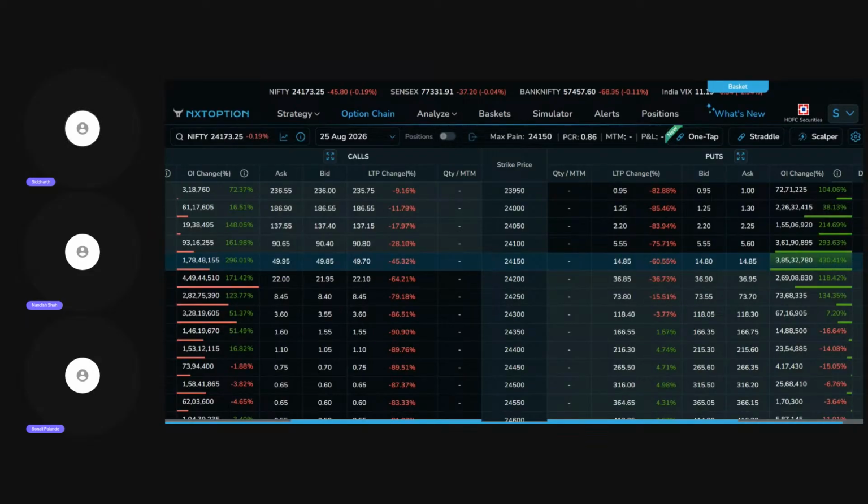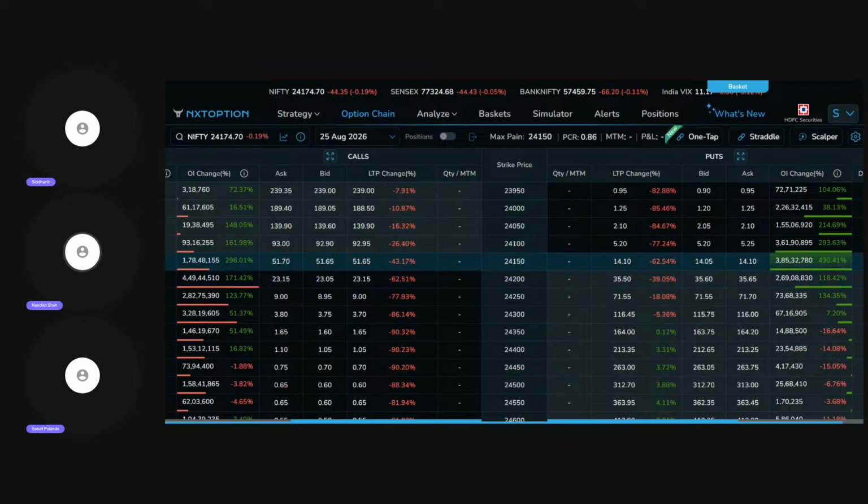Basically, we will wait for 24,200, like Nandish said, on the upper side, and 24,150, 24,100 levels on the lower side. Unless and until those levels are crossed, and if they are crossed with a slight change in IV on the positive side, we may see Nifty heading in that direction. Over to you on this.